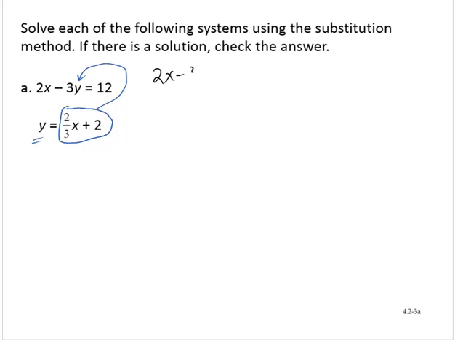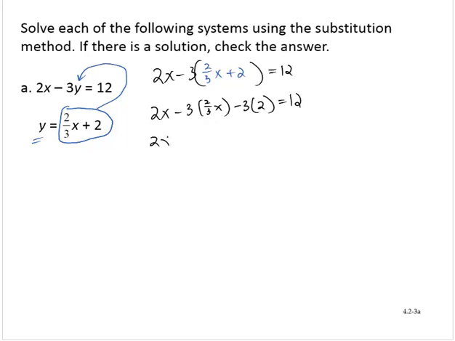So I'll have 2x minus 3 times the quantity 2/3 x plus 2 is equal to 12. Applying the distributive property, that would give me 2x minus 3 times 2/3 x minus 3 times 2 is equal to 12. And so that would give me 2x minus 2x minus 6 is equal to 12.